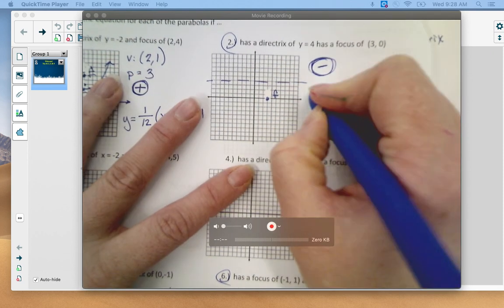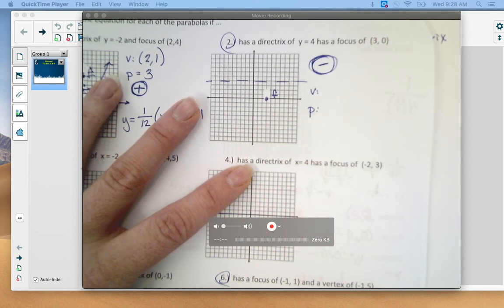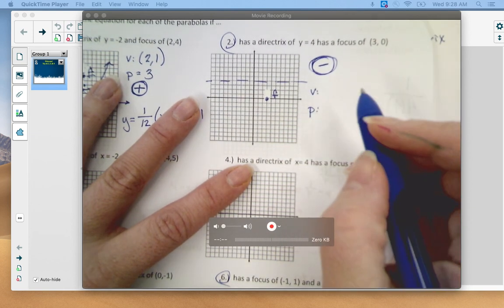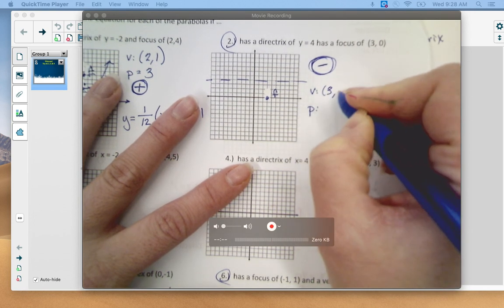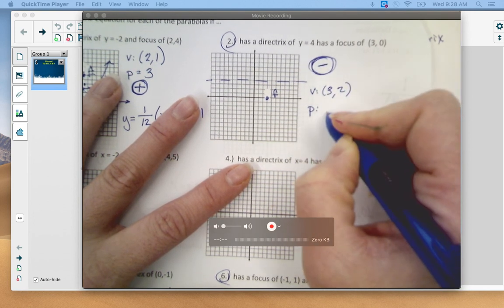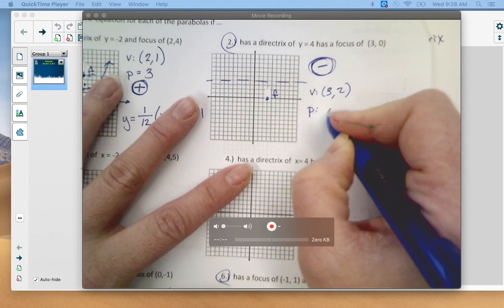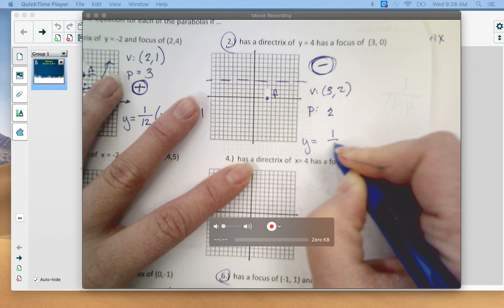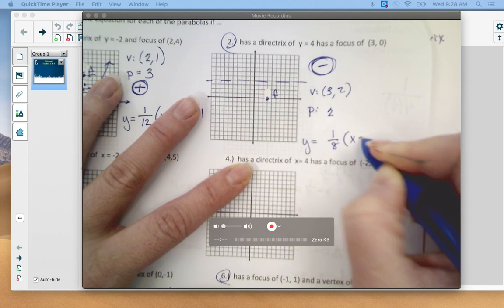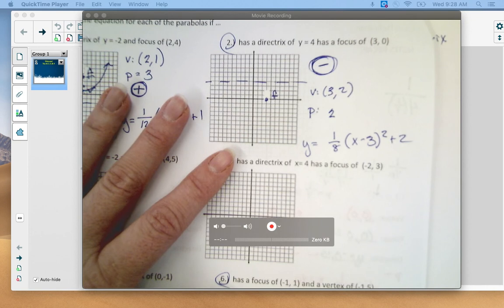I know I'm missing my vertex and I'm missing my focal length. If I have my focal point and I have my directrix, what's my vertex? Halfway in between would give me the point 3 what? 3, 2. My focal length therefore would be a p-value of 2. So I would have y is equal to 1 over 4p, or 1 over 8, x minus 3 quantity squared plus 2. Do you feel confident in that?